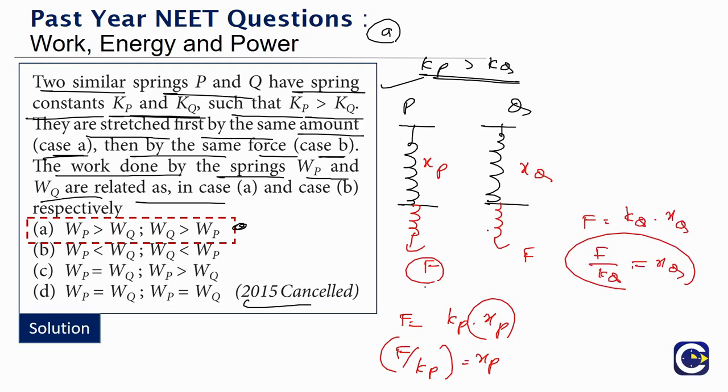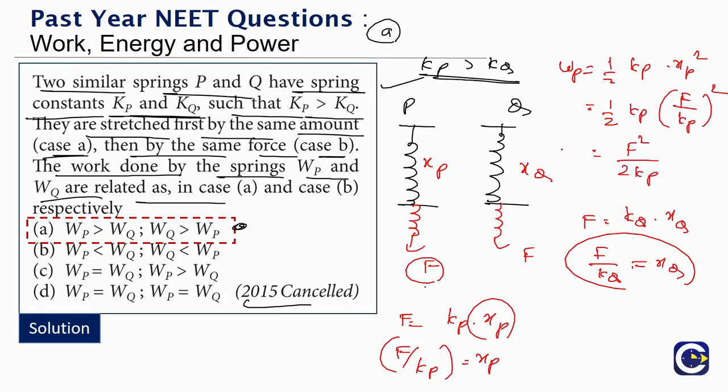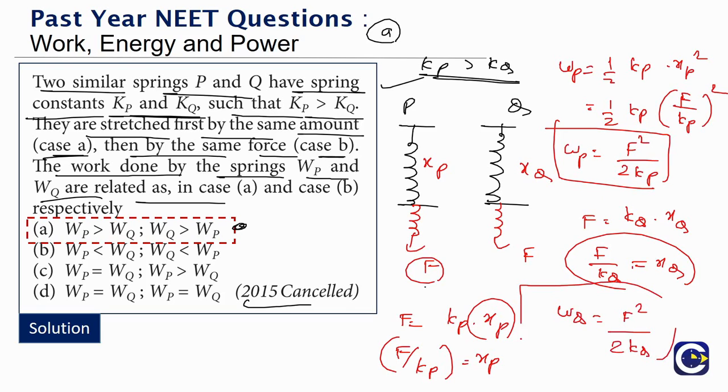Now again we look at the work. Wp is half Kp into xp square, right? Which is half into Kp into, in place of xp what will we substitute? Which is F square by 2 Kp. Now similar expression, Wq will be F square by 2 Kq. So here what do we see? The relation is what?